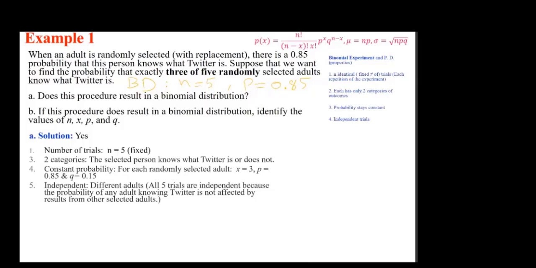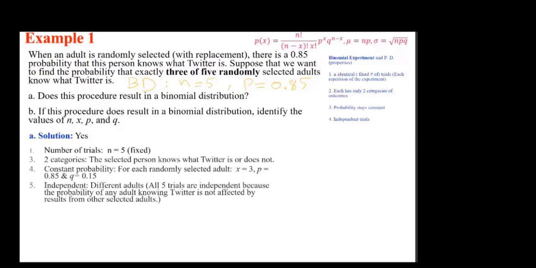And then you look at the question, and now for x equals 3, you are going to do the calculation, class. But again, I can't emphasize this enough. BD stands for binomial distribution. N is 5, P is 0.85. This is it, I'm done. This is my binomial distribution. I'm telling my reader, this is the distribution I have to deal with.